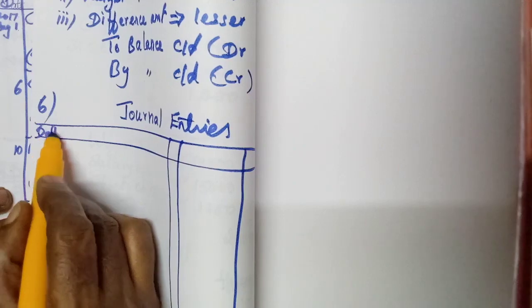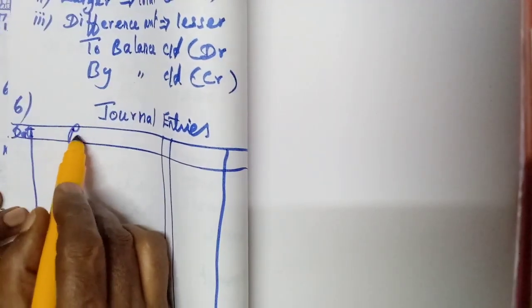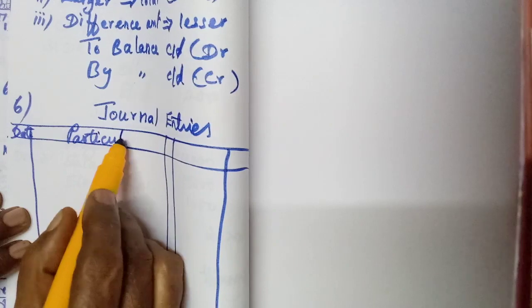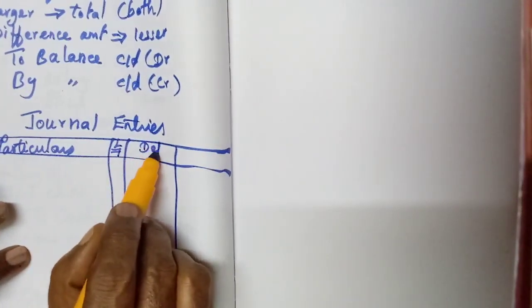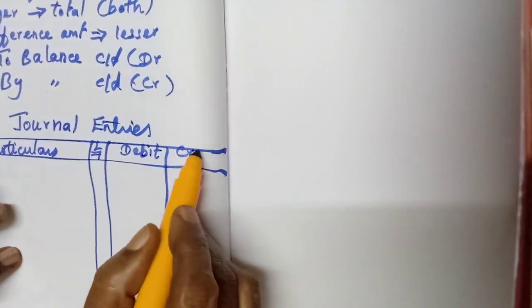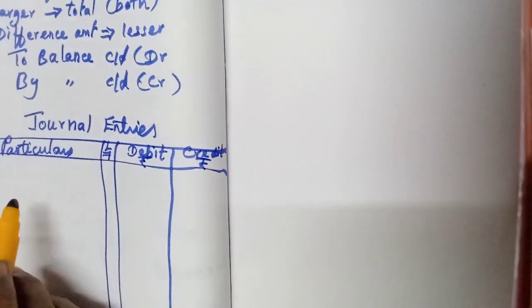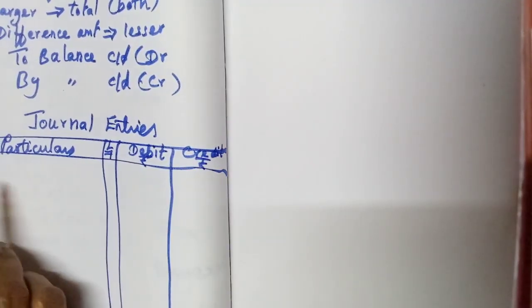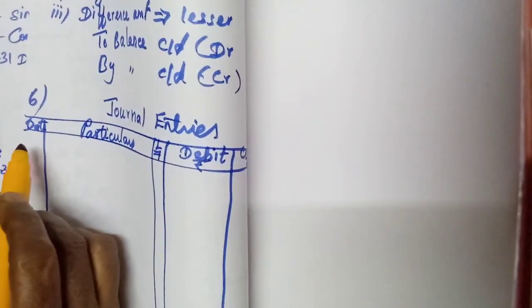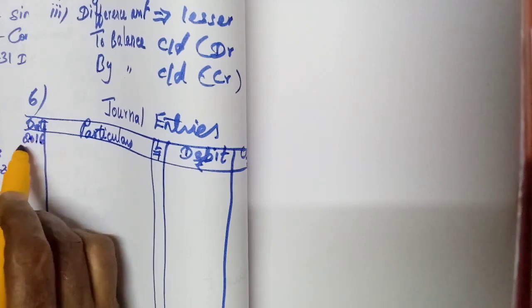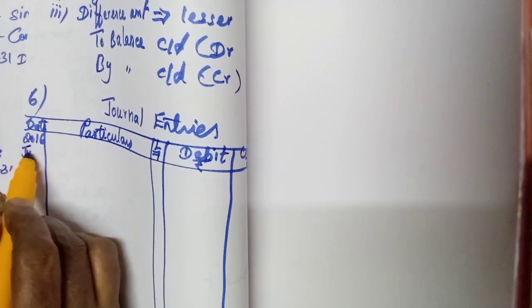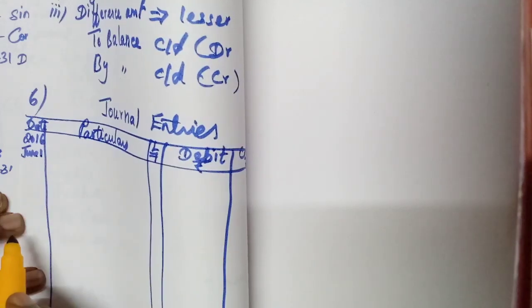Okay, date, particulars, then LF, debit, credit, rupees symbol we write. Now first journal entry. First we will write the date. First year. What is the year? 2016. June 1. We have written the date.